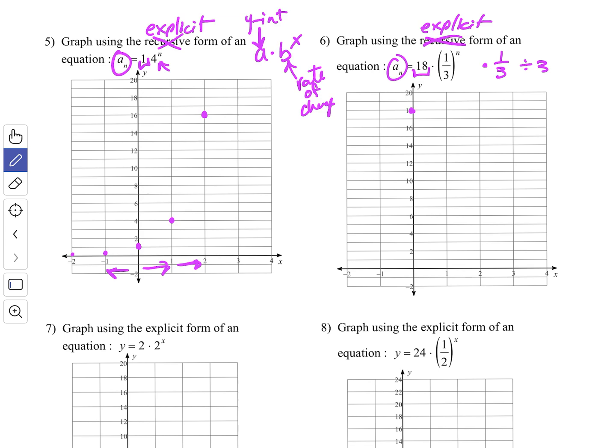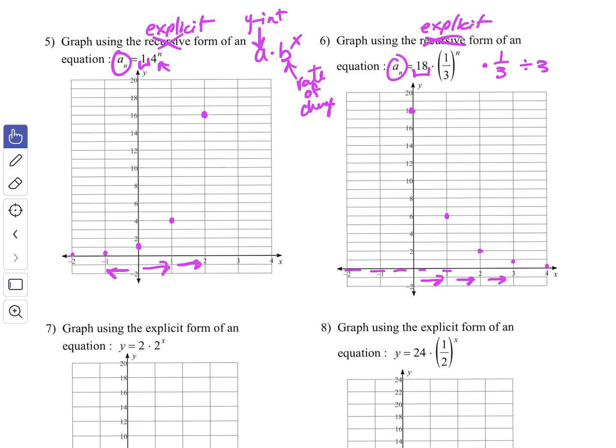Which may be easier for some people to think of. So 18, I move to the right one. 18 divided by 3 is 6. 6 divided by 3 is 2. 2 divided by 3 would be 2/3. Divided by 3 would be 2/9. It would just get really close to that asymptote on the x-axis.